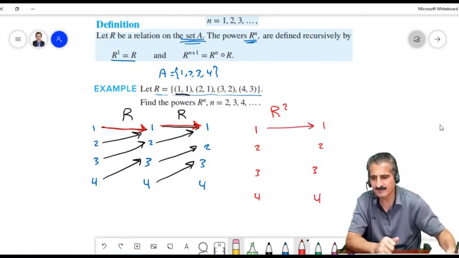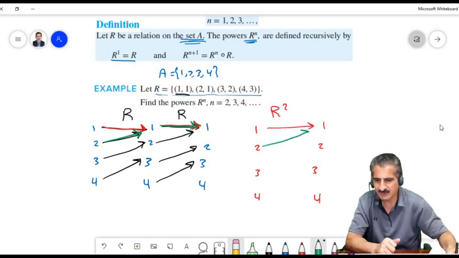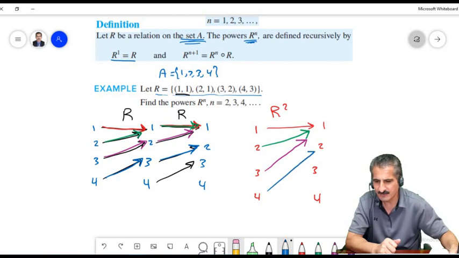Okay. And now again, 1 goes to 2 and 2 goes to 1. So we got 2 goes to 1. One more. 2 goes to 2 and 2 goes to 1. So we get 3 goes to 1. One more. 4 goes to 3 and 3 goes to 2. So we get 4 goes to 2.